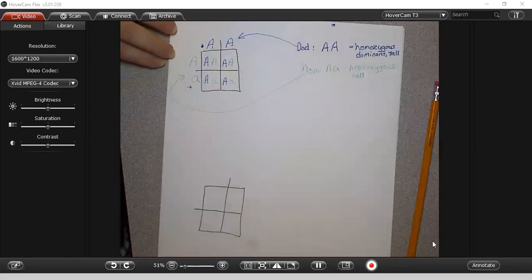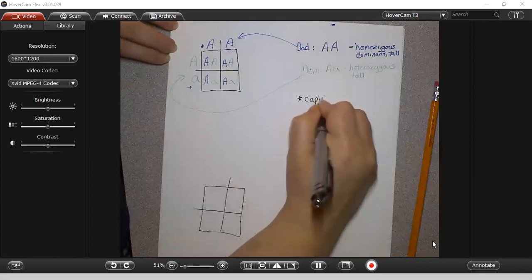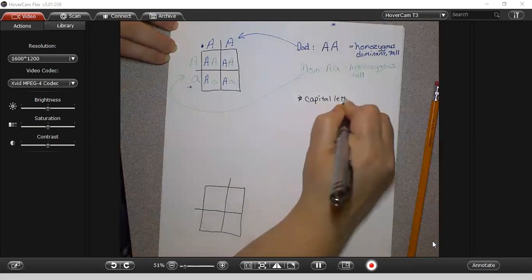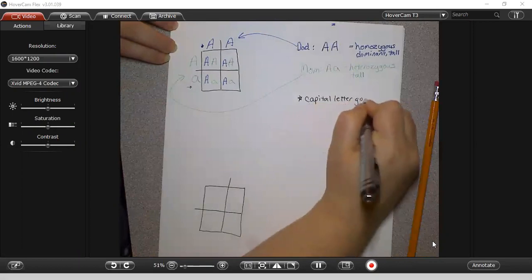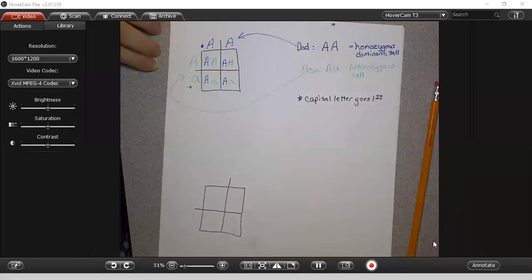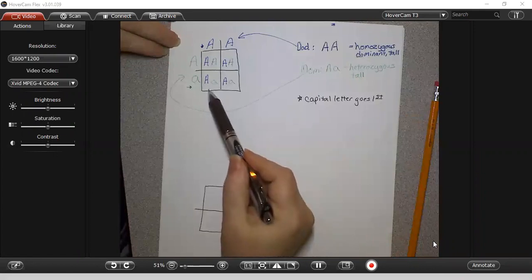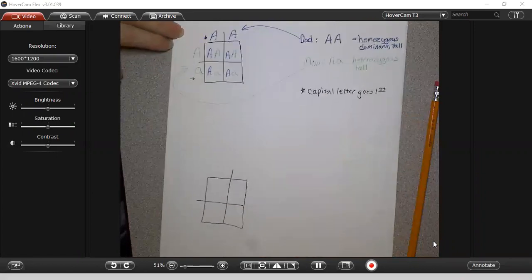A couple of things to note with Punnett squares. Capital letter always goes first. Okay, that's a geneticist OCD thing. We always write the capital letter first. When we start getting into multiple alleles, you'll see a little bit of different notations. But when we're looking at a monohybrid cross, you always put your capital letter first. And that's all there is to it.